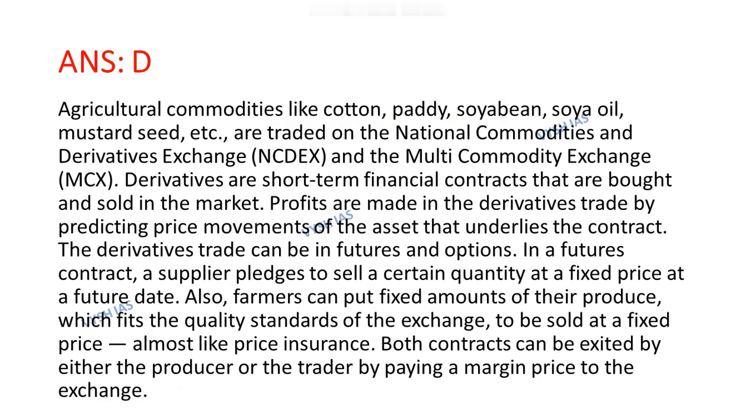The derivatives trade can be in futures and options. In a futures contract, a supplier pledges to sell a certain quantity at a fixed price at a future date. Also, farmers can put a fixed amount of their produce, which fits the quantity standard of the exchange, to be sold at a fixed price, almost like price insurance. Both contracts can be exited by either the producer or the trader by paying a margin price to the exchange.